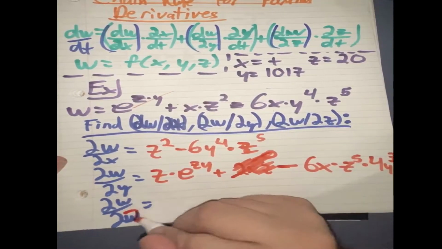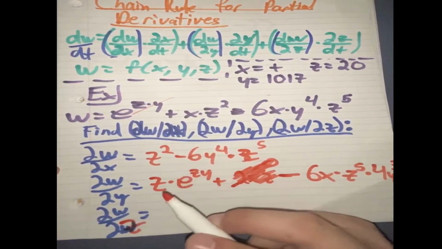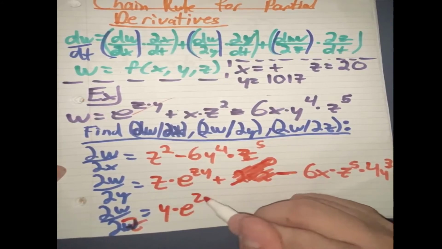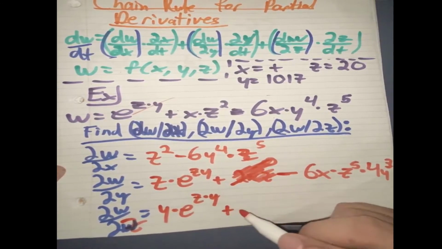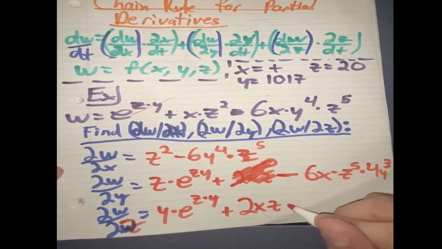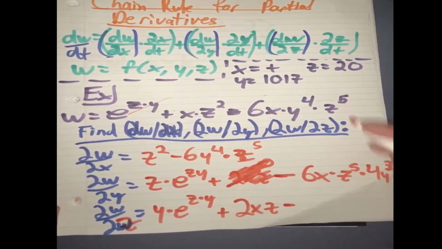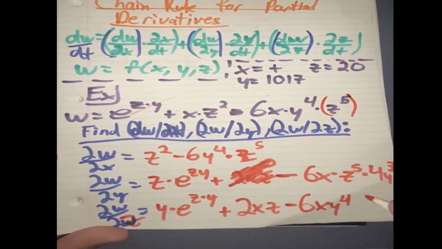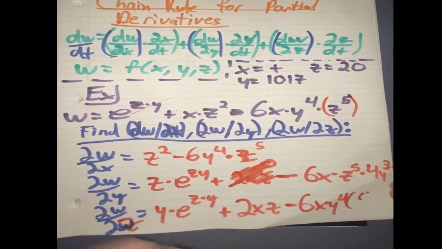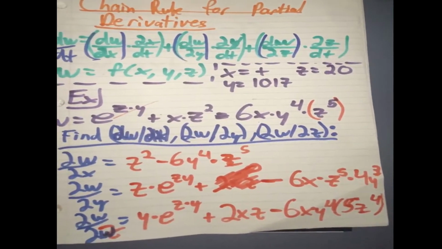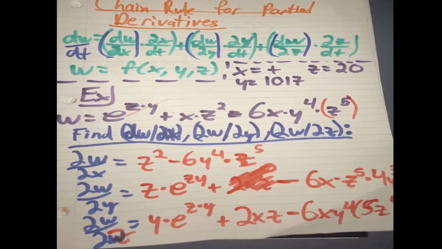And now the derivative of w with respect to z. So the derivative of w with respect to z would be y times e raised to the z times y plus, now this would be plus 2xz minus 6x times y to the fourth. Then the derivative of this would be 5z squared, 5z to the fourth power. So now we have our partial derivatives with respect to x, y, and z.